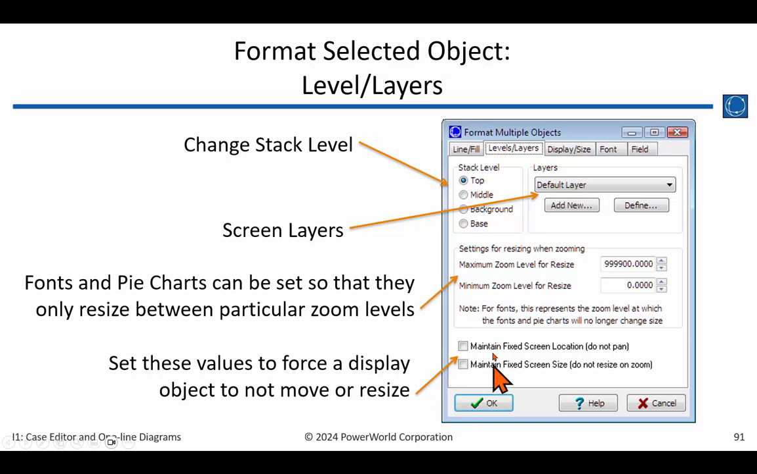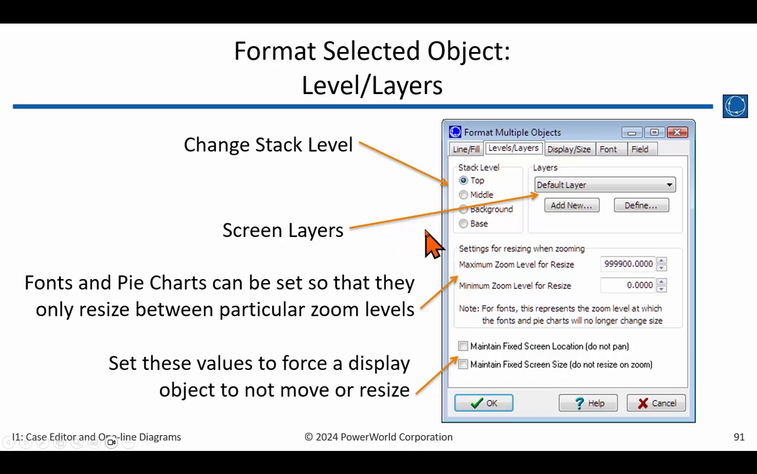You can also have things not move when you pan, or not grow or shrink in terms of their size when you zoom. So that's useful if there's some text, for example, that you want to put in the upper left-hand corner, and you always want it to appear in the upper left-hand corner of the diagram, no matter where you're zooming to or panning to in the power system or in the geography. Then you can do that. You can fix its location and or fix its size, whichever or both of those that you want to do.